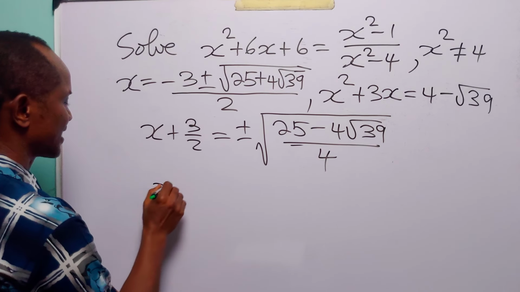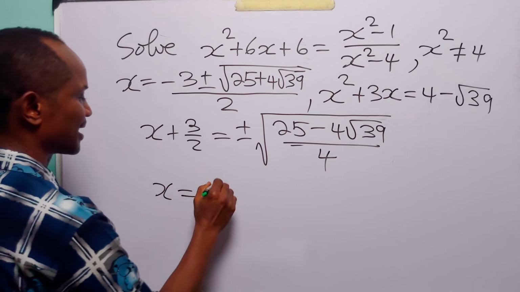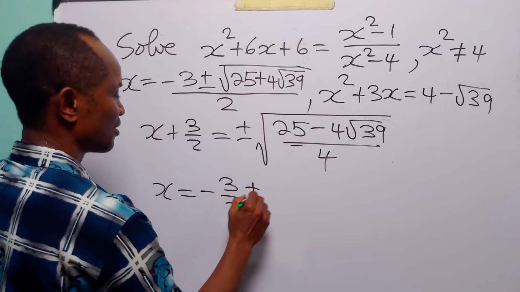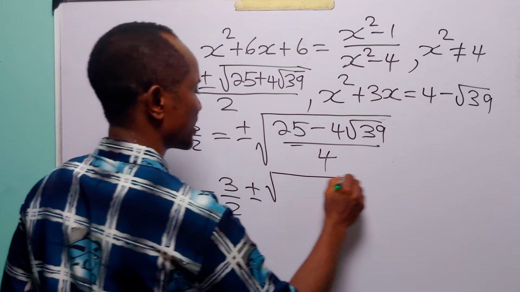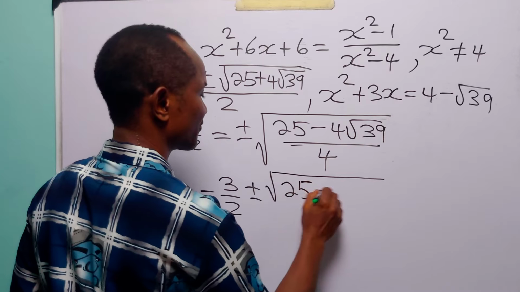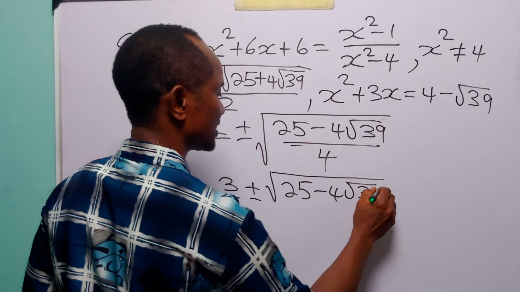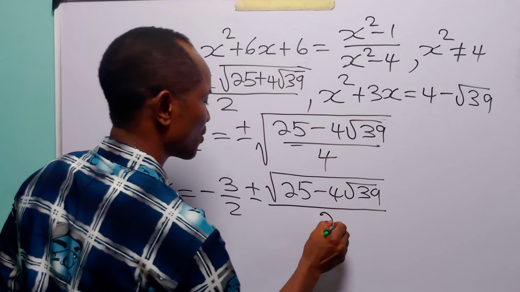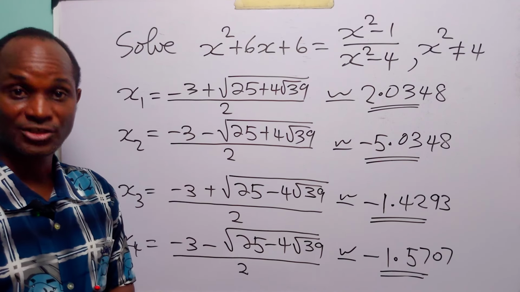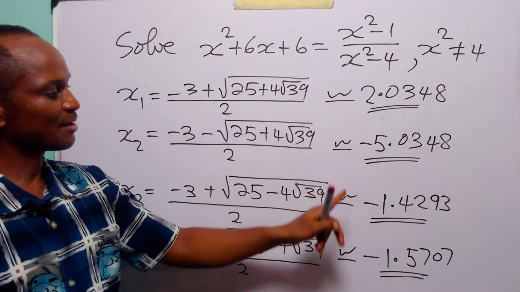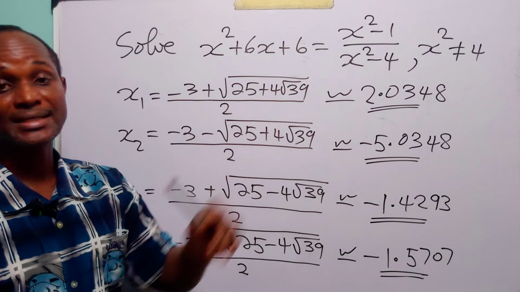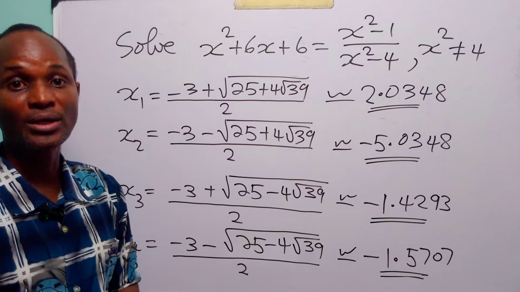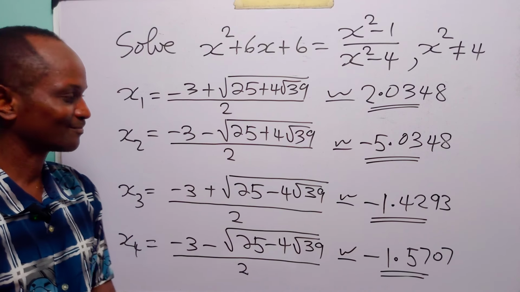And from here we have that x is equal to minus 3 over 2 plus or minus the square root of 25 minus 4 root 39 divided by the square root of 4, which is equal to 2. And using a calculator, these are the approximate roots of this equation given to 4 decimal places.